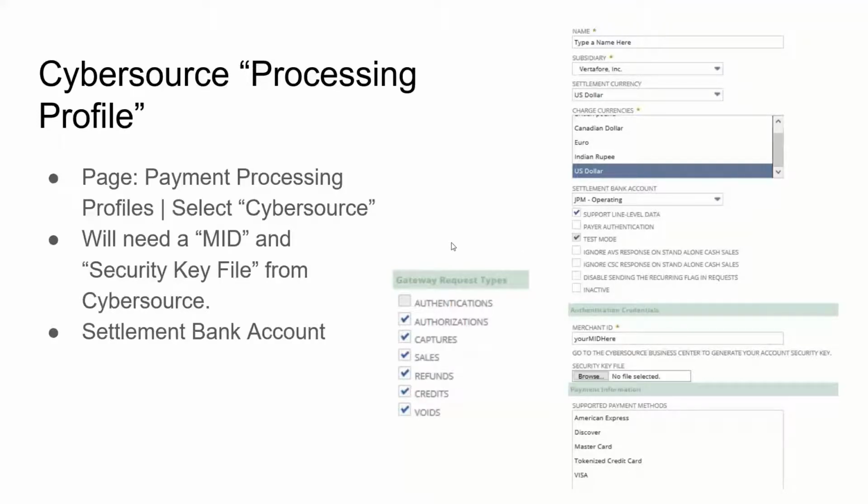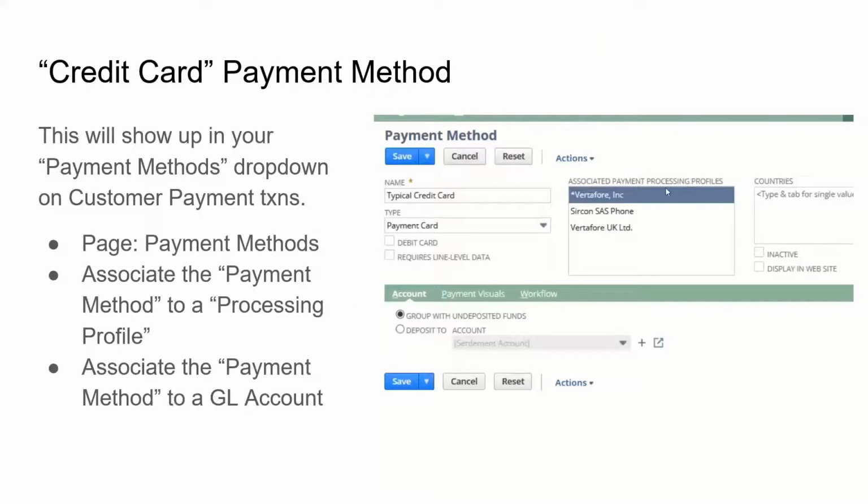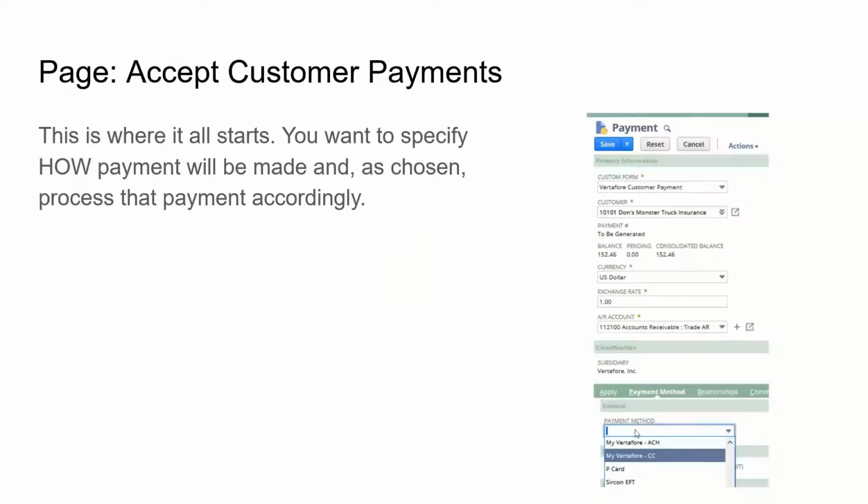This is something you'll do only once, and once it's set up, your day-to-day transactions just use this profile as part of that payment method setup that we had earlier. Once you set this up, you will get a payment processing profile showing up in your payment method setup. And once you've created your payment method, which again is also a one-time thing, then your payment method will forever show up on your customer payment transactions. That's the flow conceptually of what we're doing here.